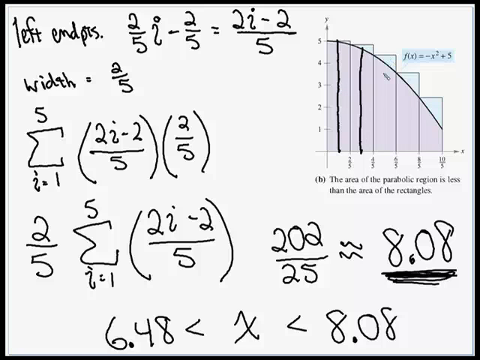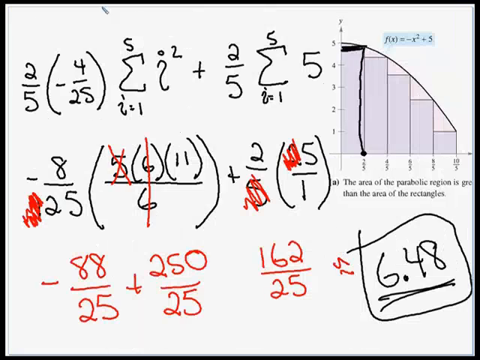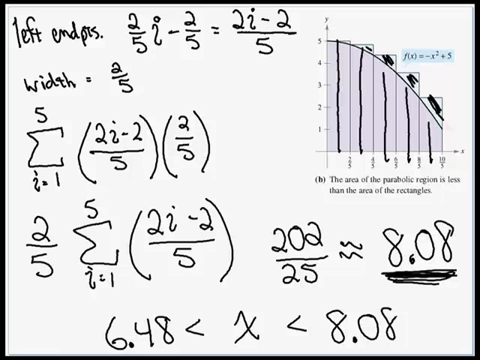What if we had done it with 10 rectangles? If we did it with 10 rectangles, these overestimates wouldn't quite be so big. And also with the underestimates, if we cut each of these rectangles in half, we would have less of an underestimate. The more rectangles, the better we get.